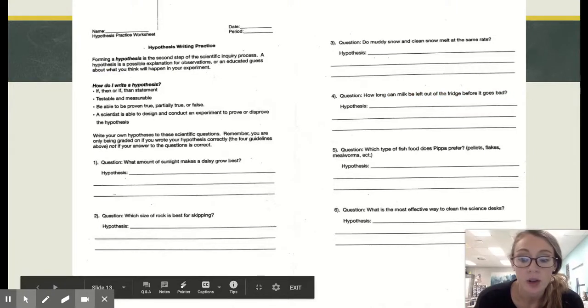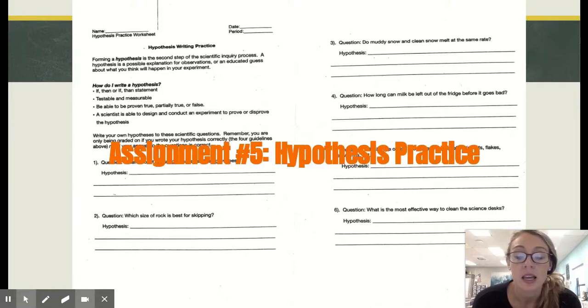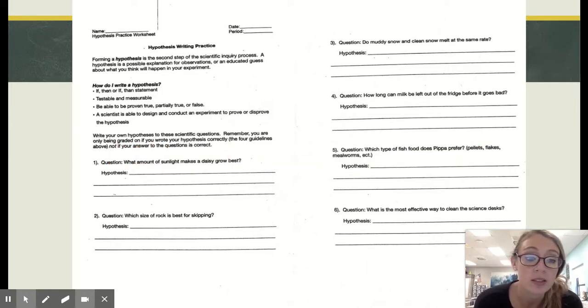All right, guys, so now we're going to do our hypothesis practice. So this is the sheet that you're going to need for your hypothesis practice, and it goes in your notebook as assignment number 5, hypothesis practice. And what you're going to do is go through and read the question, and then make an if, then, because statement for each one of your hypotheses. If you don't know why, that's okay. I want you to reason through it and create a why. So like the because part, if you don't know why something's going to happen, then make something reasonable to go with it.